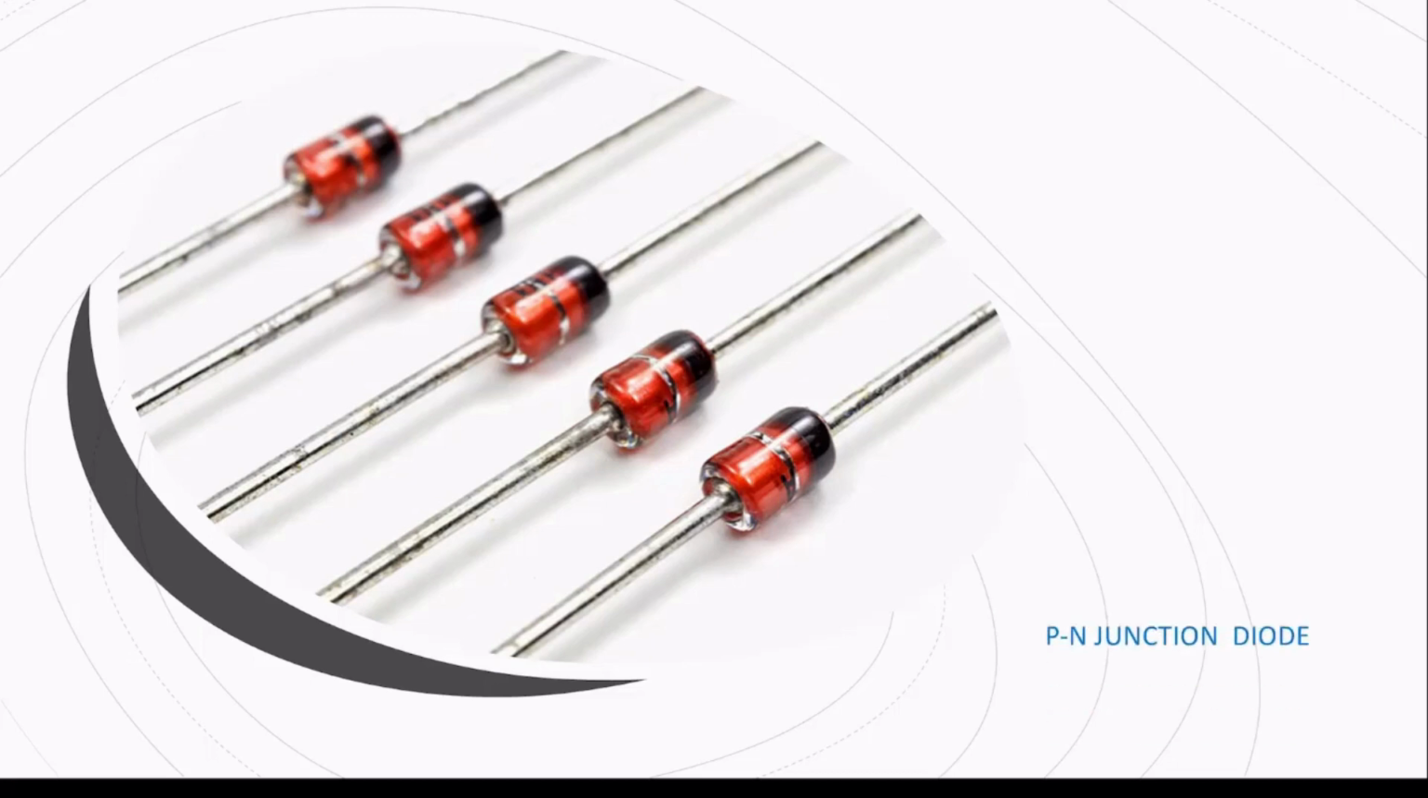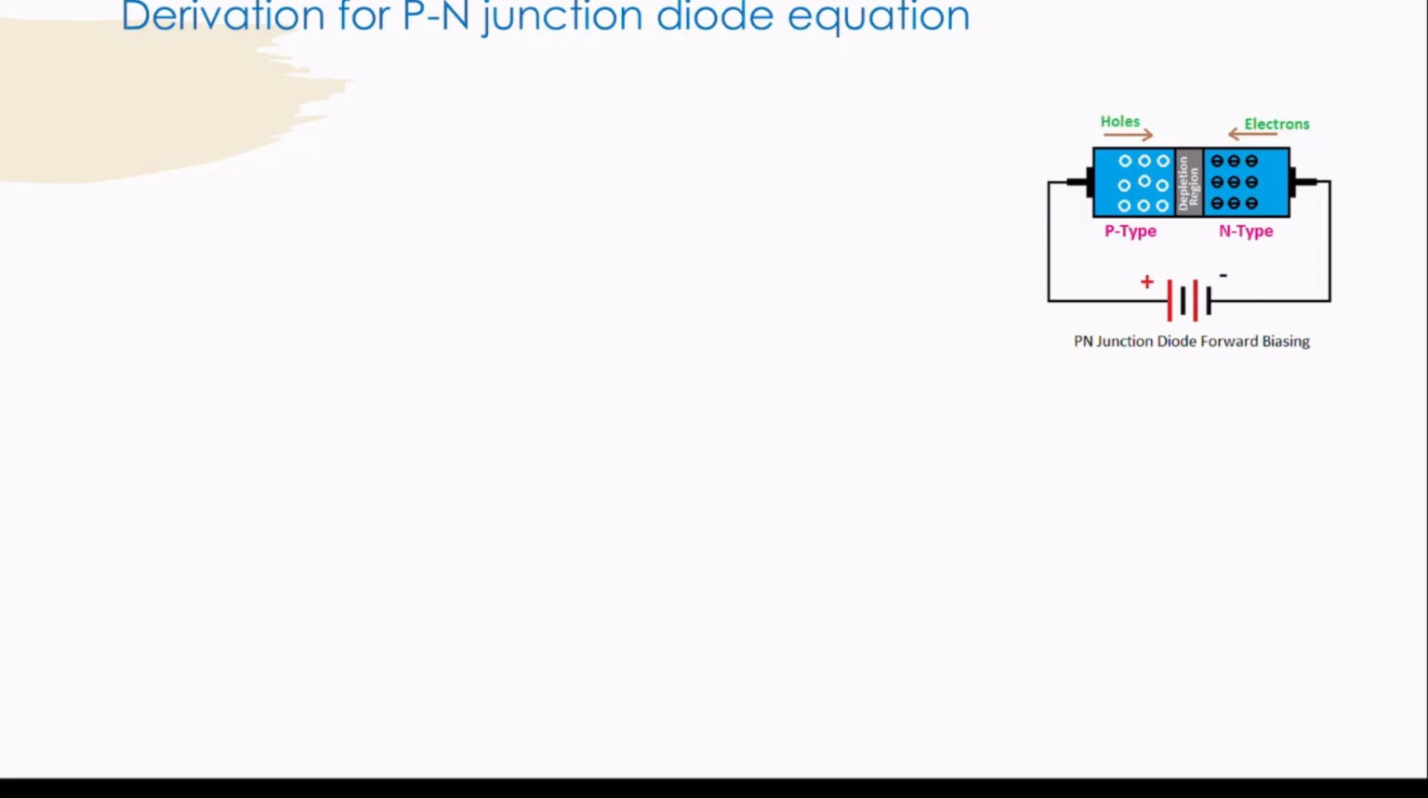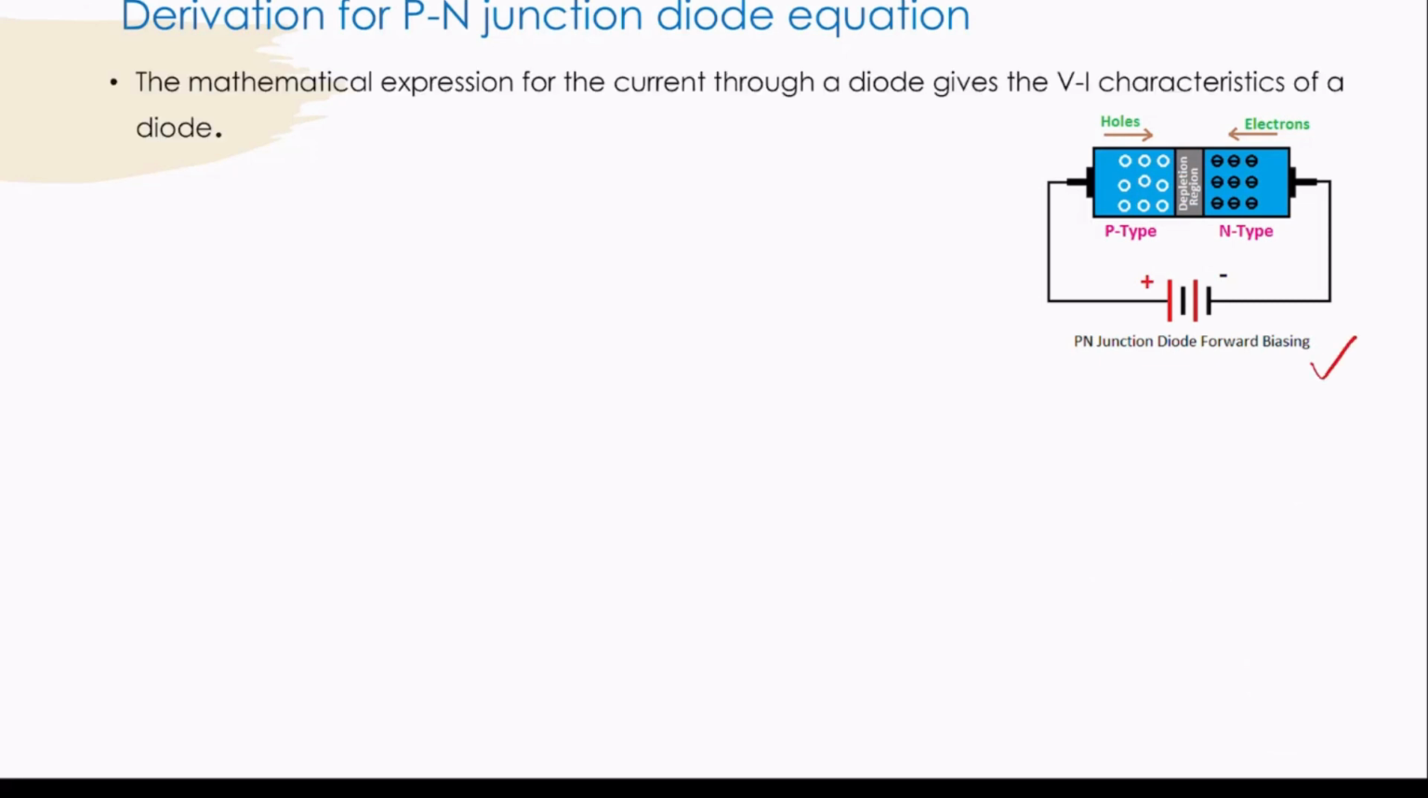In this video, let us learn how to derive the expression for the diode current equation. Now let us see how we can derive the expression for the PN junction diode equation. Now if you see here, this is a PN junction diode under forward bias condition. The mathematical expression for the current through a diode gives the VI characteristics of a diode.